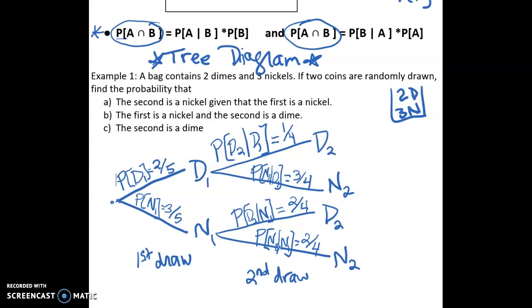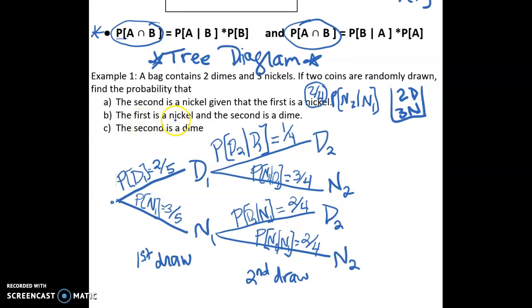All right. So for example, what's the probability the second is a nickel given the first is a nickel? So hopefully you can go in here. Second is a nickel. That's second is a nickel given the first is a nickel. That's the symbol. Oh, we have it right here, 2/4. All right, so this one, A, was 2/4.